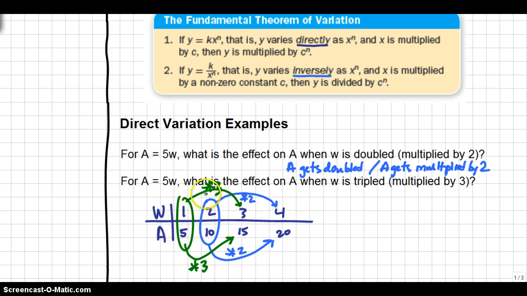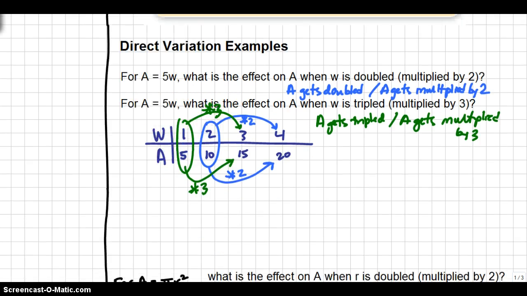So we don't need to use the table any longer now that we know that we can trust what the fundamental theorem says. So when w is tripled, a gets tripled. Or another way to say it is, a gets multiplied by 3. Let's try another one with an exponent involved and see how that affects our answer.